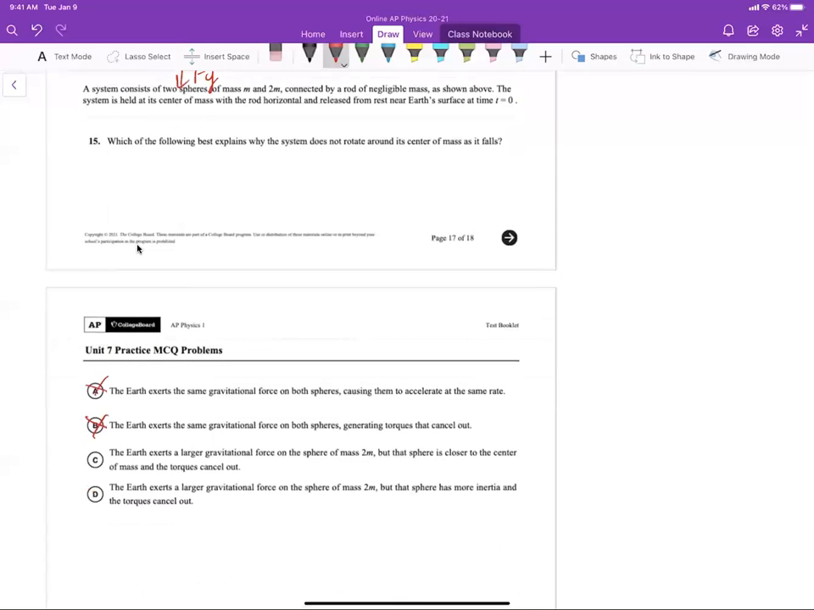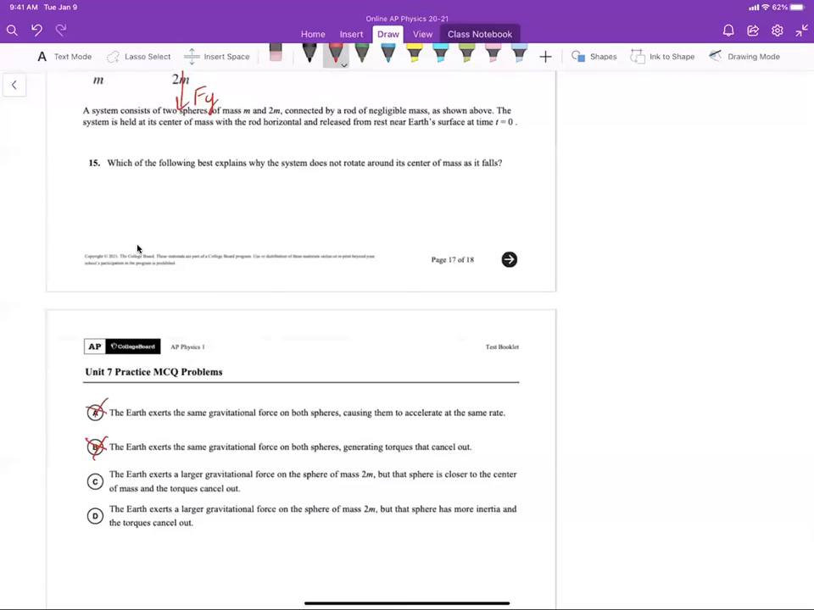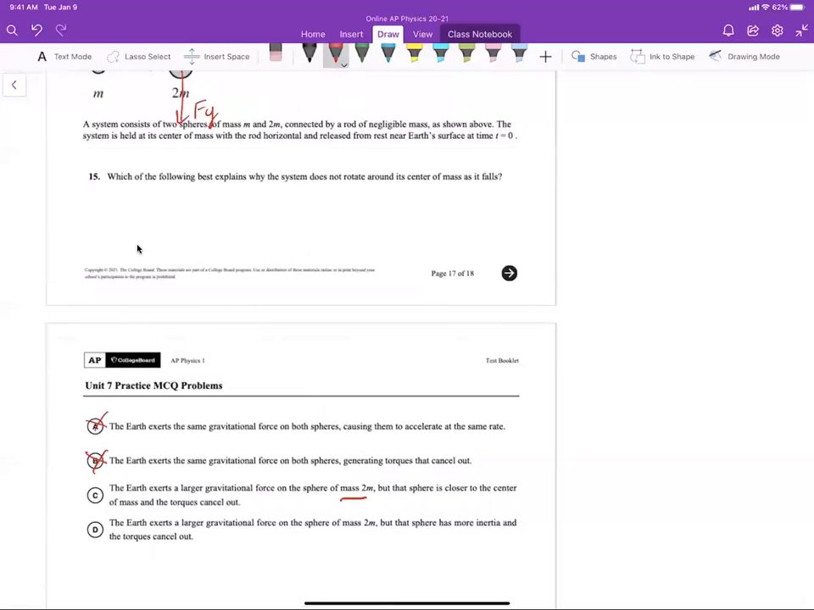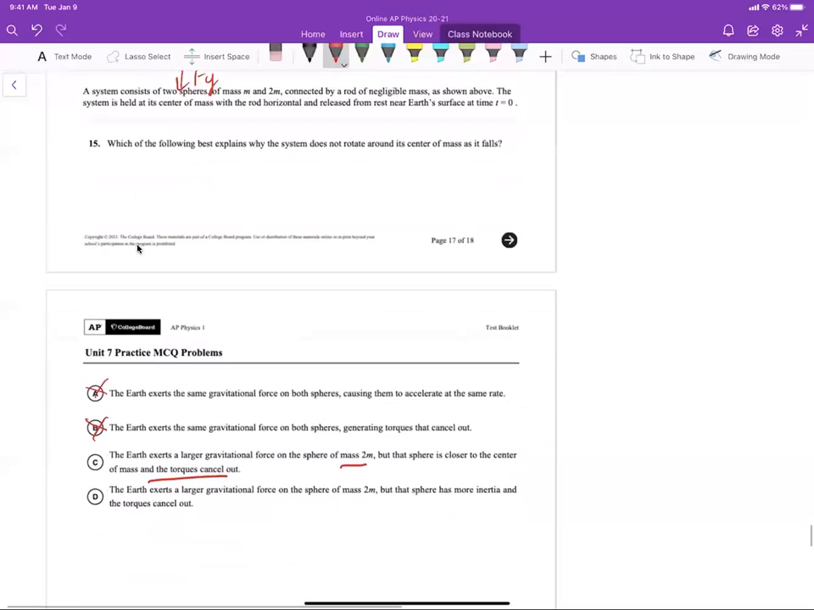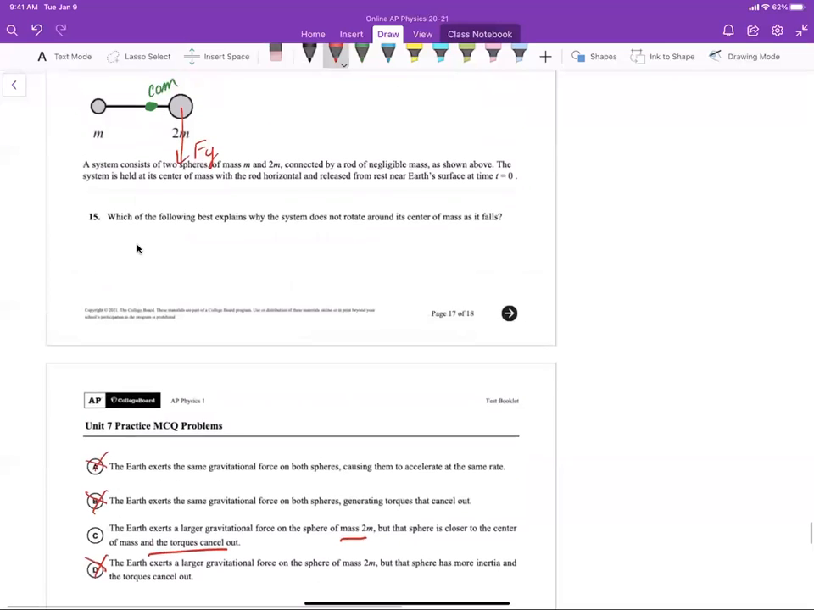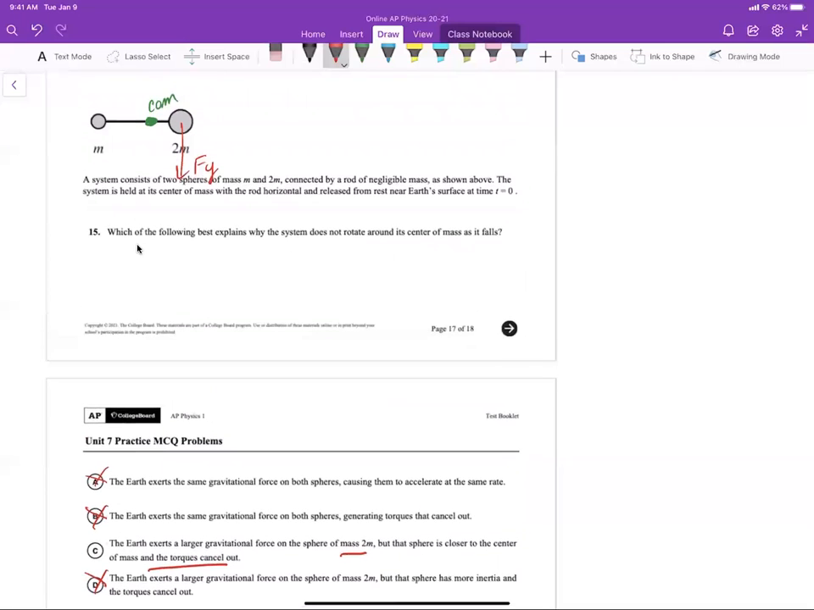The Earth exerts a larger gravitational force on the 2m sphere. Yes, it does. But that sphere is closer to the center of mass and the torque cancels out. That is true. Let's look at the D. The Earth exerts a larger gravitational force on the sphere of 2m, but that sphere has more inertia and the torques cancel out. No, it doesn't. It actually has less inertia because the distance away from the axis of rotation, which is the center of mass, is squared. And so the distance is more important than the mass. Okay, so the answer is C.